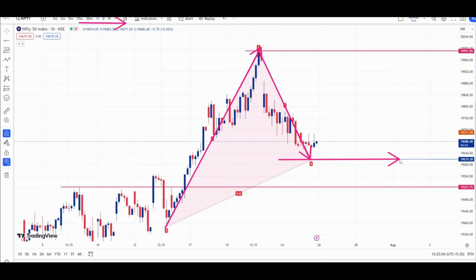This is what we discussed in the weekly analysis video, and yesterday also I told you the same thing, that 19,620 will act as important support. If you see today, exactly from this level, from 19,620, we have seen a bounce of more than 100 points.